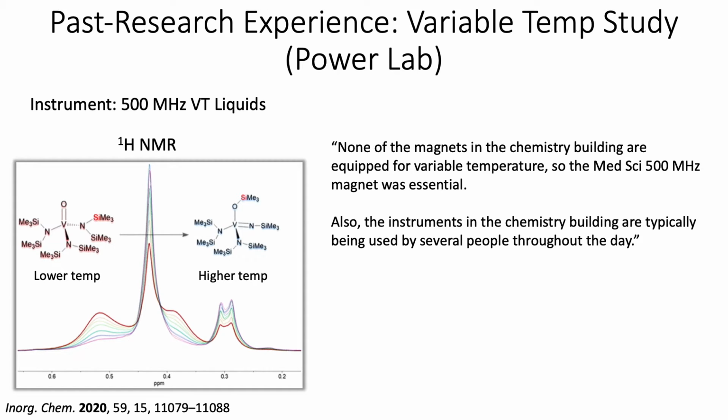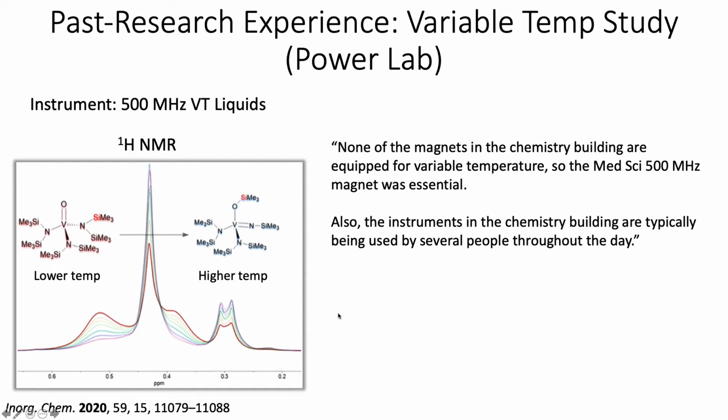Now, let's get into some past research experience for some chemistry graduate students. Starting off with a variable temperature study from the Power Lab, this vanadium complex was studied under a variety of temperatures and was shown to transition between the intermediate on the left and the intermediate on the right as a function of temperature. And this was relevant as a means of characterizing that complex and really documenting the transfer of the trimethylsilyl group as a function of temperature.